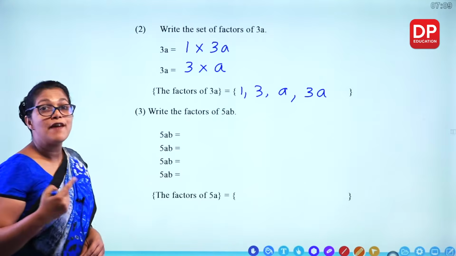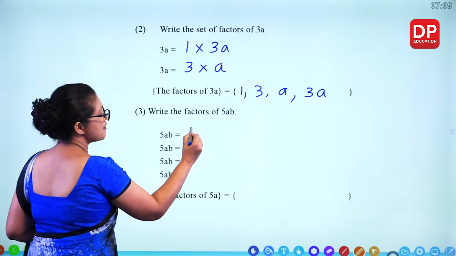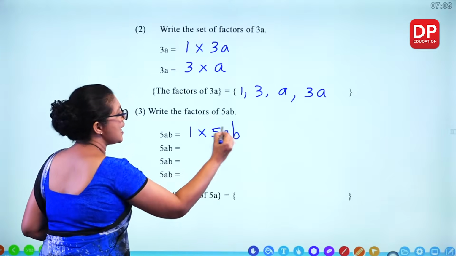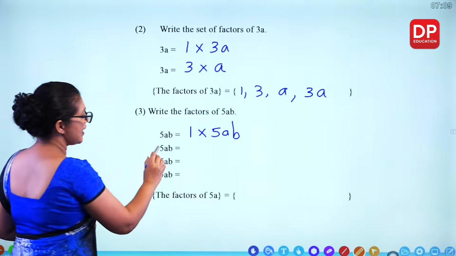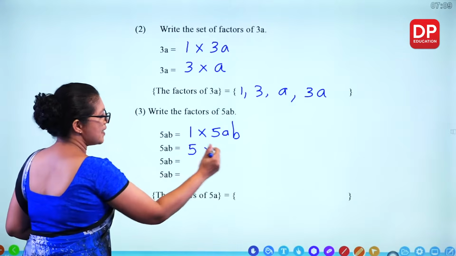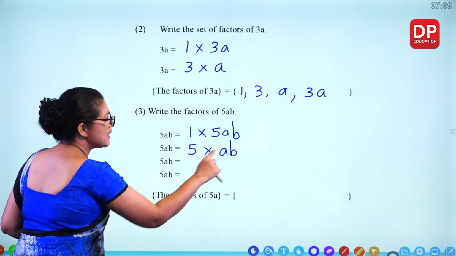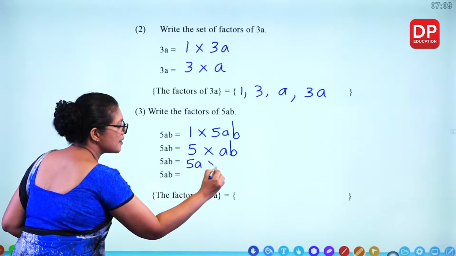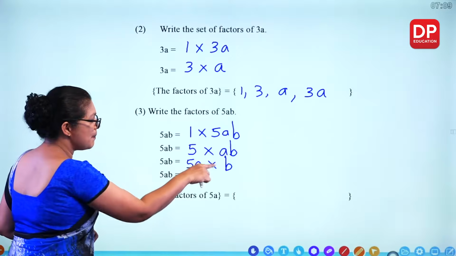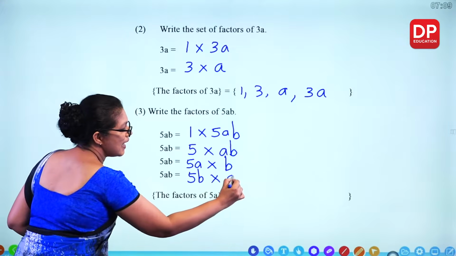Now we'll take 5ab. Now try to write down all the factors starting from 1. 1 times 5ab. Then I can take number 5, then 5 times ab. Now I can combine with a letter and write 5a times b, or I can connect b with 5 and write 5b times a.